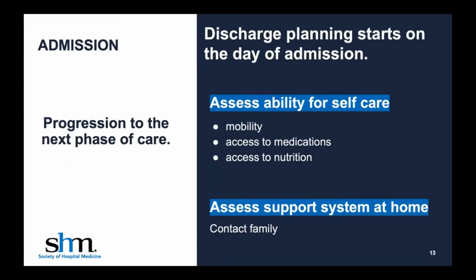And finally, progression to the next phase of care. As I've already mentioned, discharge planning really starts on the day of admission. So when you're seeing a patient for the first time, you really want to assess who they are outside of the hospital and determine what their ability for self-care is. That includes mobility, access to their medications, and access to nutrition. And finally, assessing their support system at home. So this is a place where it's really important to contact family, again, to get more collateral information of who that patient is. What does their home situation look like, or do they even have a home? Because that's going to determine when they're safe for discharge.